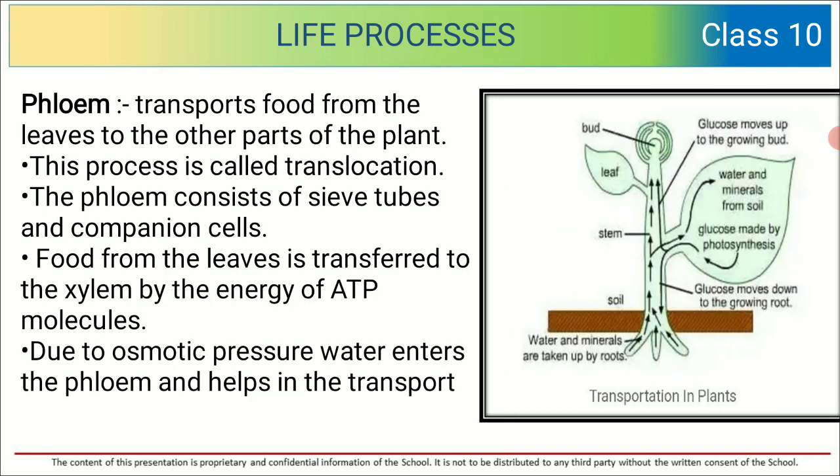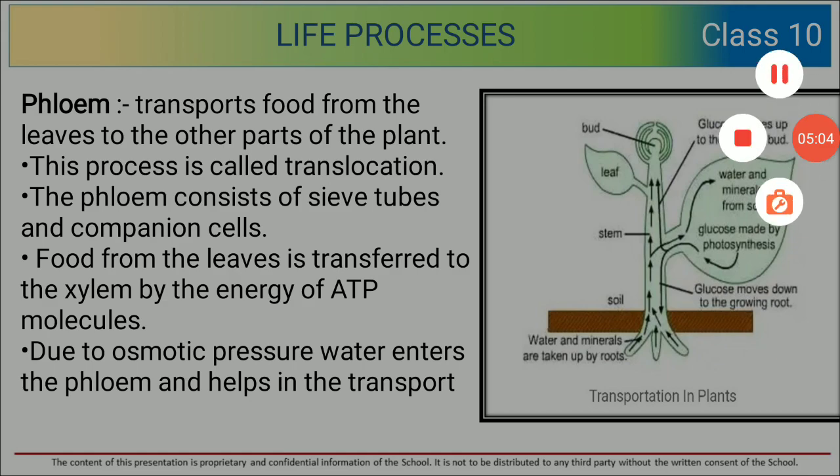Phloem transports food from the leaves to the other parts of the plant. This process is called translocation. The phloem consists of sieve tubes and companion cells. Food from the leaves is transferred to the phloem by the energy of the ATP molecule. Due to osmotic pressure, water enters the phloem and helps in the transport.